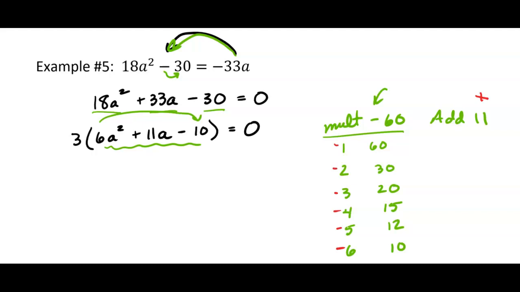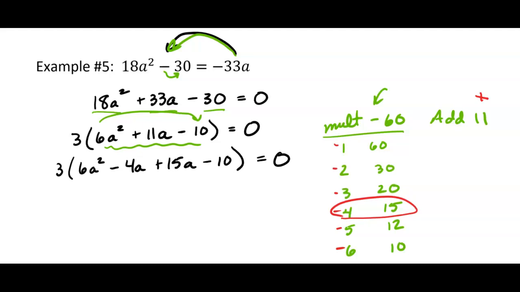Okay, so which one of those combinations adds up to 11? It's this one right here. So negative 4 and positive 15, that'll add up to 11. I don't know if you got that, but you can stop the video and think about it for a minute if you want. All right, so here we go to write it. 3, that 3 was the greatest common factor. It's just out front there. And then I'm going to have the 6a squared minus 4a plus 15a, those were the two numbers I found, minus 10 equals 0.